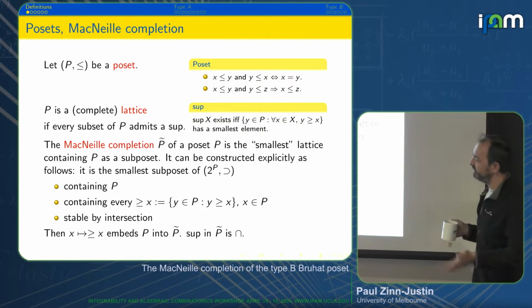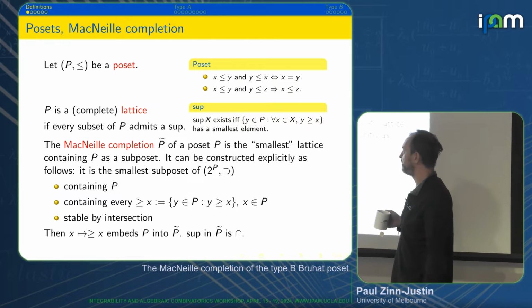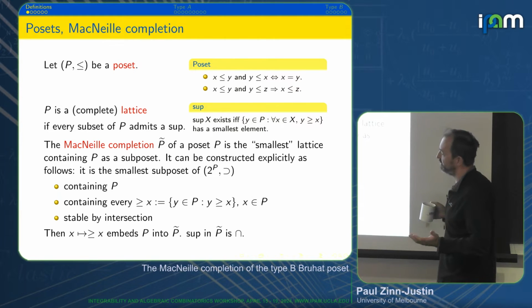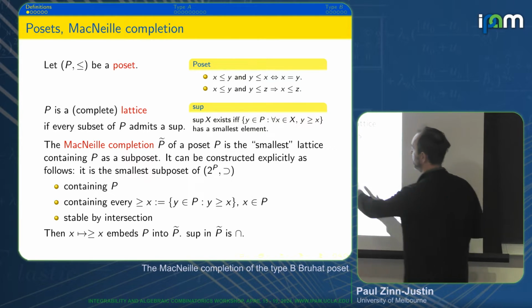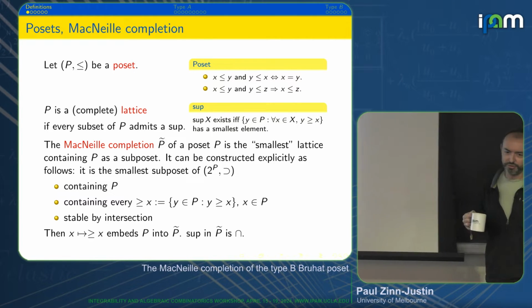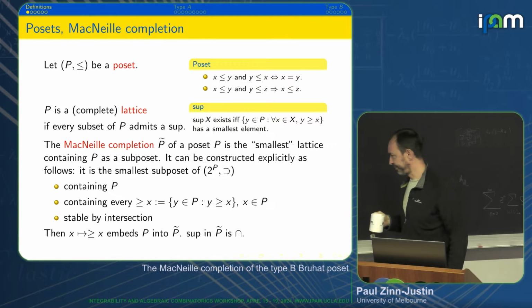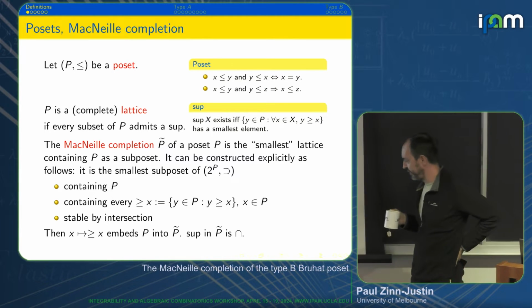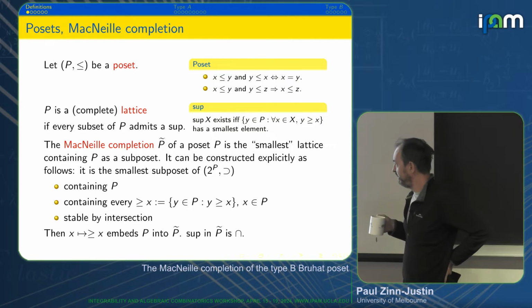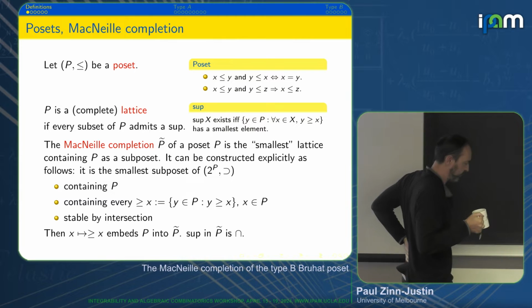Once you have those, you basically start intersecting them. So you want the smallest subposet which is stable by intersection. Again, since all our posets are finite, all it means is you start with these particular subsets, you start intersecting them until you're done. Basically, you have a collection of all the possible intersections. That's your MacNeille completion.